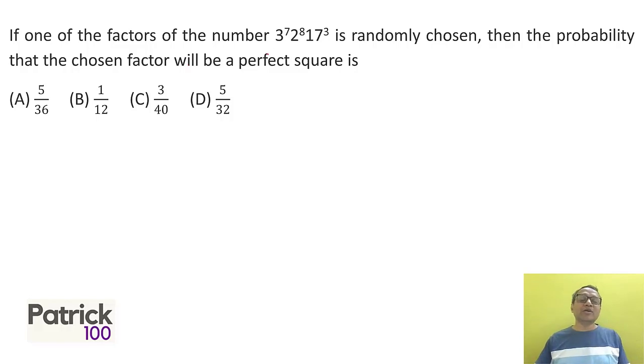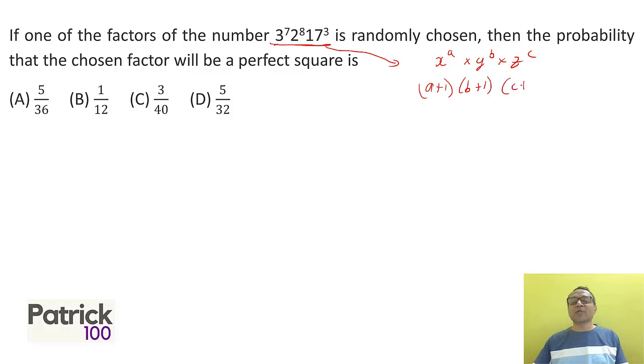One of the factors of the number is randomly chosen. First, how many factors are there? The number is broken up into prime factors, 3, 2, 17. You can use the property of factors. What is the property of factors? When you have x raised to a into y raised to b into z raised to c, where x, y, z are prime numbers, the number of factors becomes (a plus 1) into (b plus 1) into (c plus 1). So in this case, the number of factors becomes (7 plus 1) into (8 plus 1) into (3 plus 1). That's the number of factors.